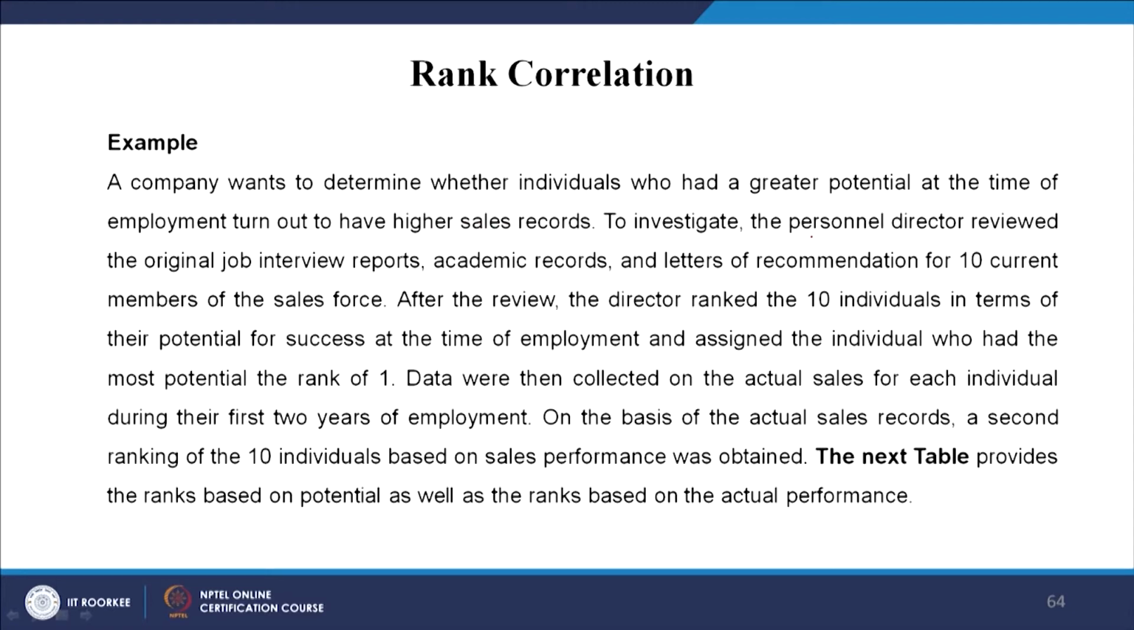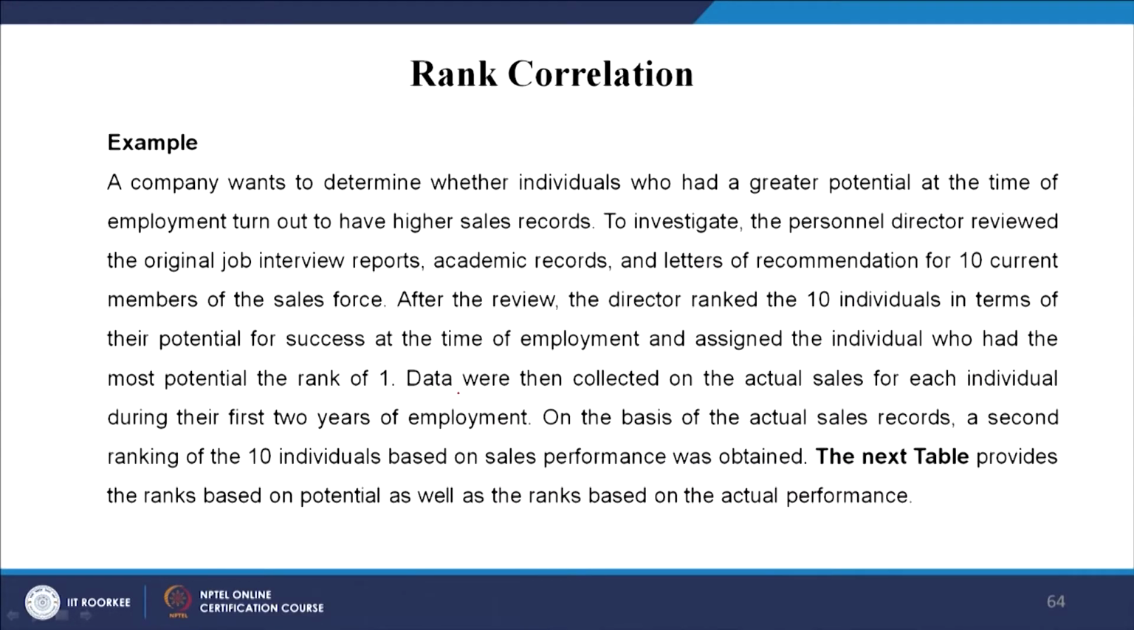To investigate this, the personnel director reviewed the original job interview reports, academic records and letters of recommendation for 10 current members of the sales force. After the review, the director ranked the 10 individuals in terms of their potential success at the time of employment, and the individual who had the most potential was assigned the rank of 1. So, the best performer as per the interview or employment when he was selected was given 1, and obviously the rank goes down till 10.